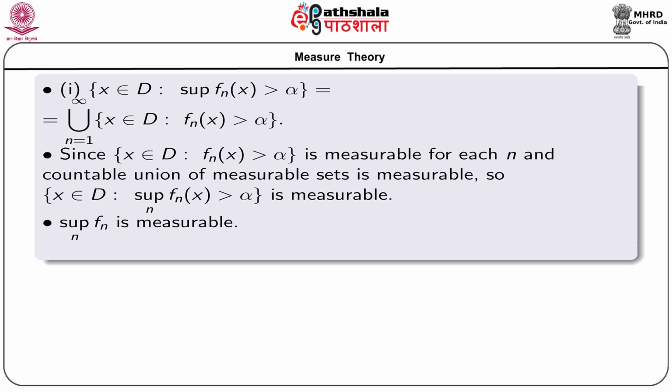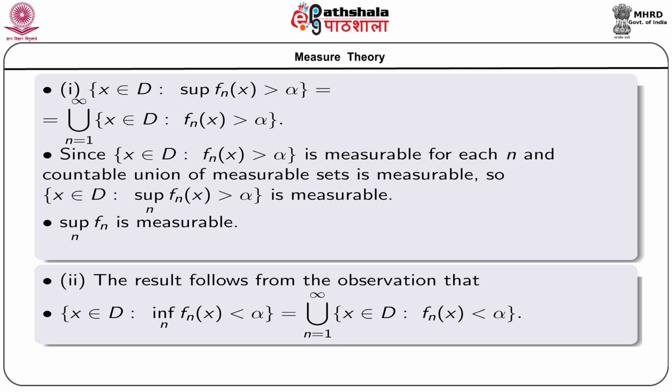The second assertion follows from the observation that if we consider the infimum n f n, then the collection of all x belonging to D for which infimum n f n x is less than alpha is actually the union n equal to 1 to infinity of the collection of all x belonging to D where f n x is less than alpha. Again, since every set on the right hand side is measurable by the measurability of f n, the set on the left hand side is also measurable and consequently infimum n f n is measurable.